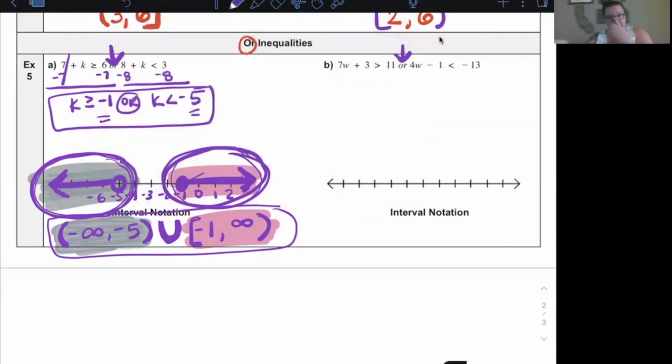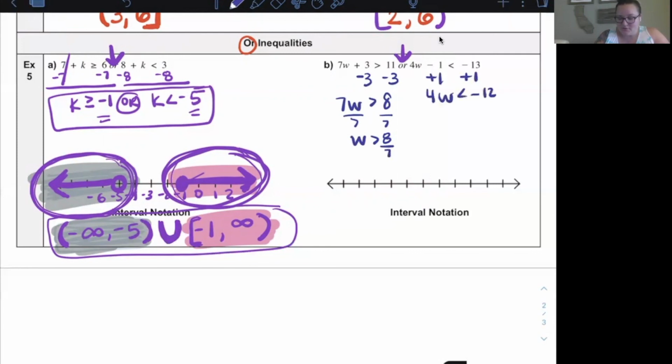So in part B, the first thing you should have done is you probably subtracted 3 from both sides. So 7W is greater than 8. Divide both sides by 7. W is greater than 8/7. For the other one, you probably added 1 to both sides. So 4W is less than -12. Divide both sides by 4. So W is less than -3. And you want to keep the word or in between.